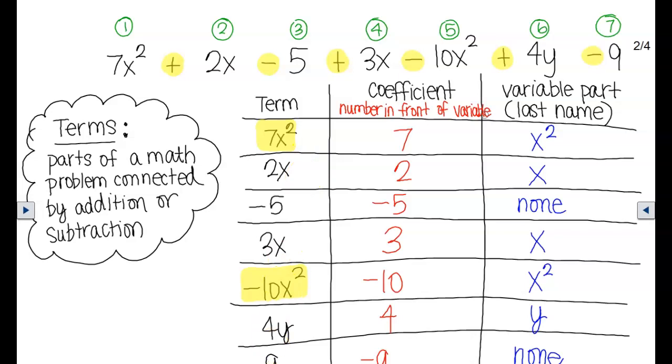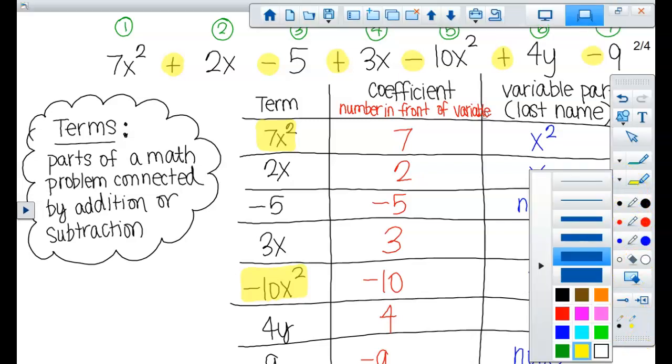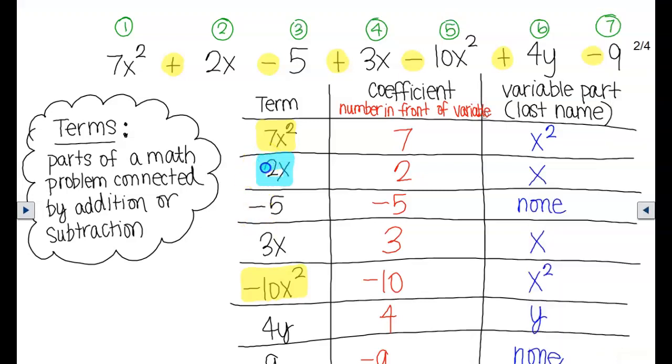So 7x squared and negative 10x squared are like terms, and they don't match anybody else in that list. All right, I'm going to change colors here. Let's go to 2x. Now again, think about what his last name is.